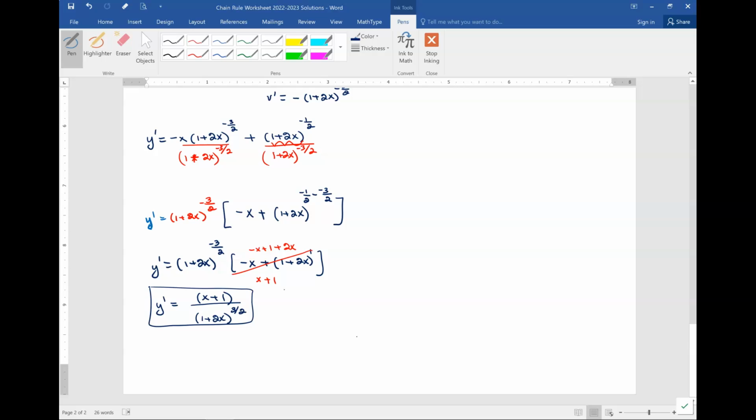Okay? Now, had you done quotient rule, you would have gotten the same answer because math just works like that. Okay? But it would have been a lot longer a process.